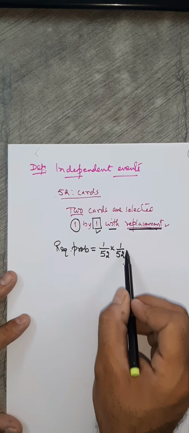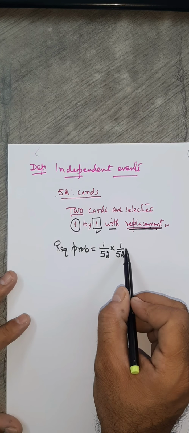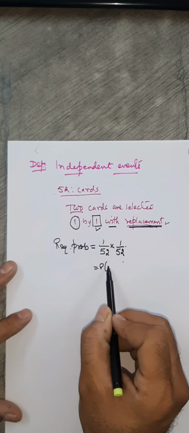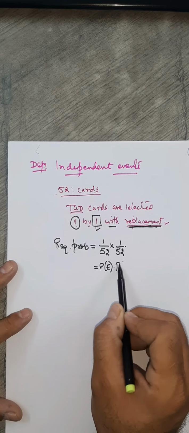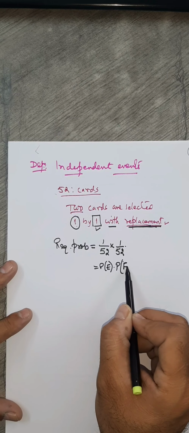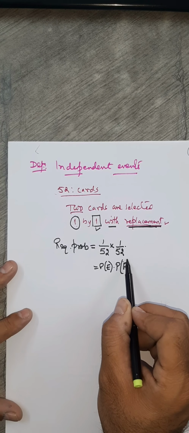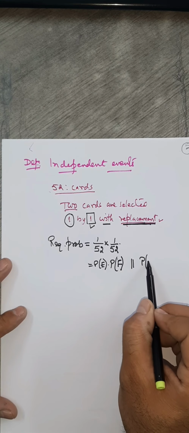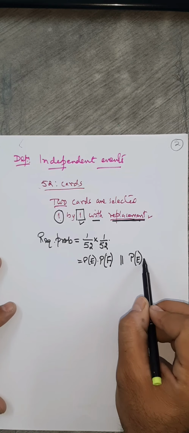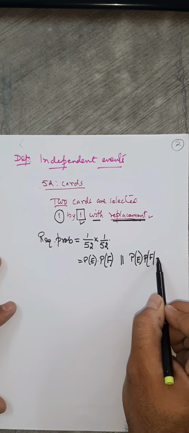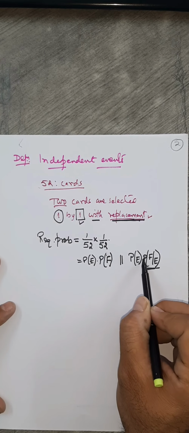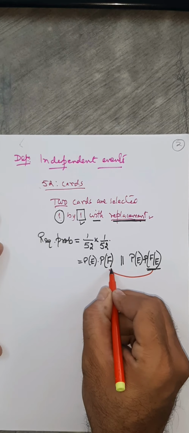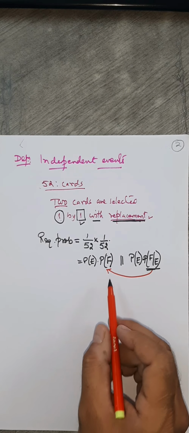So here the probability of the second event is not affected by the first event. If this is P of E, for example, then the probability of the second event is not affected by the first event, so it is just P of F. In the earlier case it was P of E into P of F over E, the conditional probability. But now this conditional probability becomes just P of F, remember.